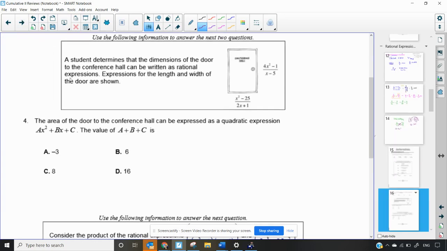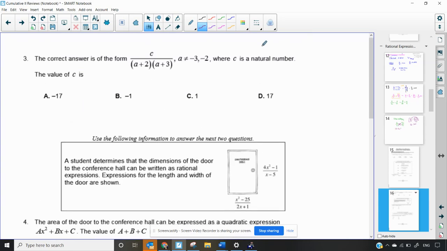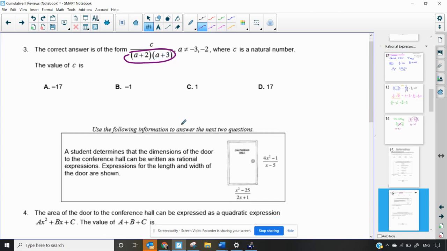All right, so when we're looking for NPVs, what we're doing is we're looking at the denominator and we're looking at what values would make this equal to 0. So a plus 2 and a plus 3 can't equal 0. Therefore, a cannot be negative 2 and cannot be negative 3.